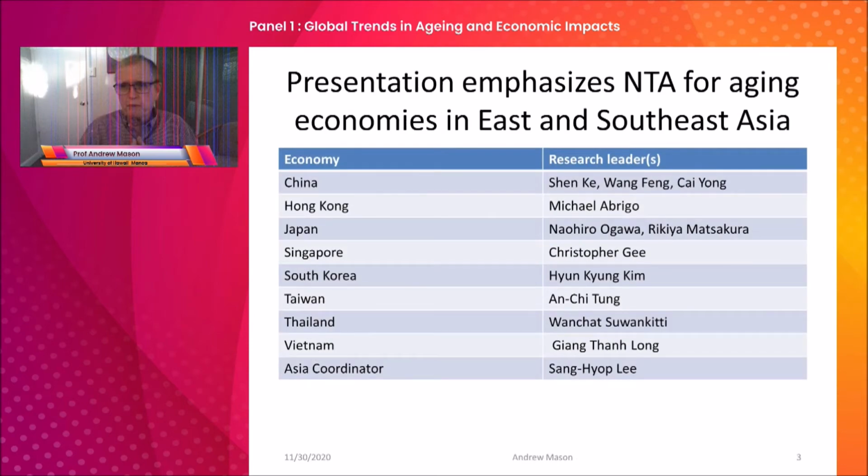I am going to emphasize aging economies in East and Southeast Asia. And so I wanted to mention the research leaders who have been responsible for constructing national transfer accounts. I suppose I should in particular mention for China, Shangke, Wangfang, and Kai Yang, and for Singapore, Christopher G. And so it's been very helpful that they have done this work. Next slide, please.